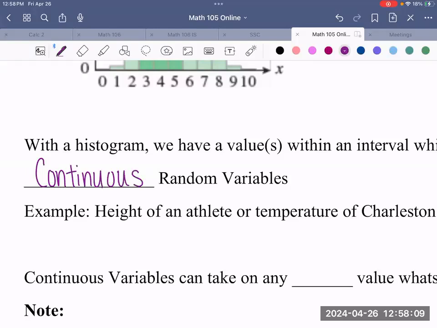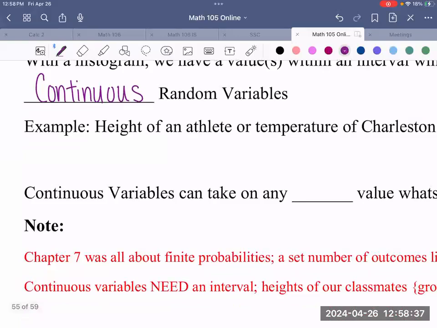We've been working a lot with a finite random variable or discrete random variable, things that are countable. But now we're going to be talking about intervals, things that are not so easily countable. It can range over much more diverse values, like the height of an athlete, or the temperature of Charleston, which definitely fluctuates a lot more than what we're used to. So continuous variables can take on any real value whatsoever. So all real numbers. Think about what that means, any real number.